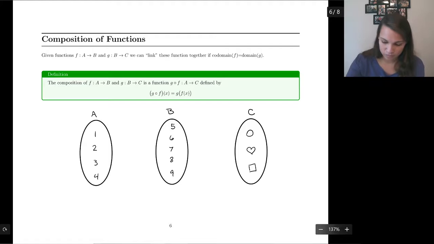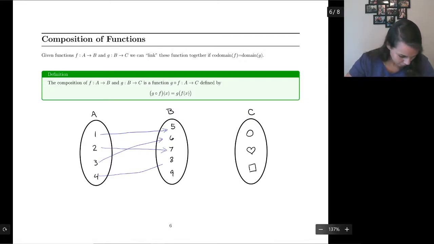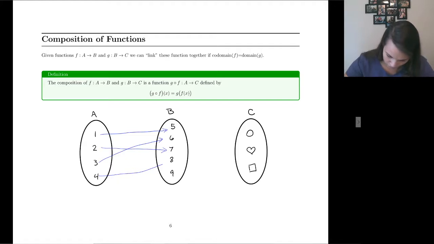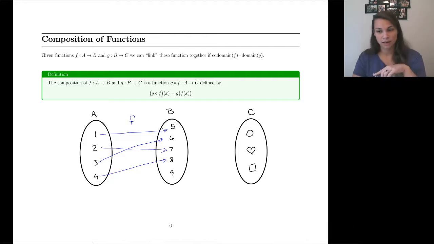Let's do a little bit of an example of what this would look like as a picture. Let's say we've got F is going from here to here. There we go. Let's say this is our function F. I did not map to 9. That is okay. Functions don't have to hit everything in the codomain.